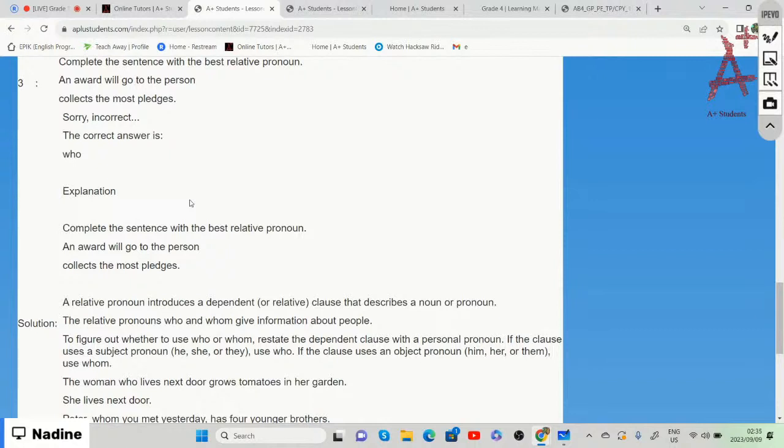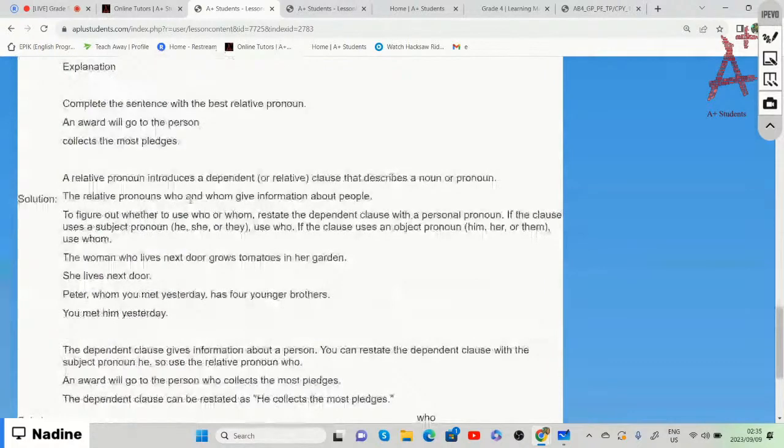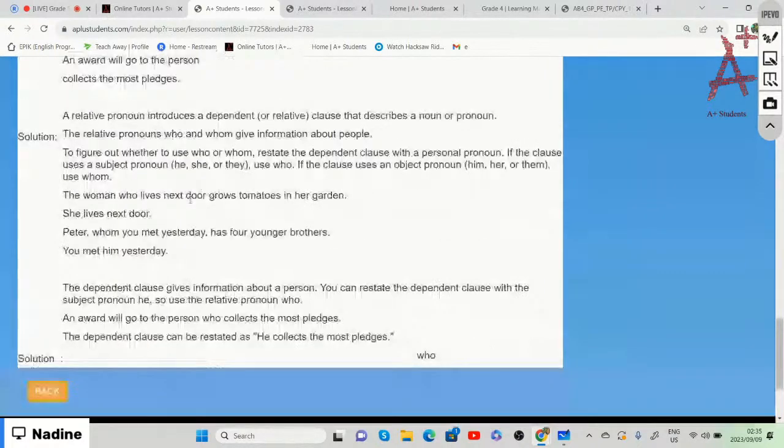So, an award will go to the person who collects the most pledges. And we specifically chose who because the dependent clause gives us information about the person. Remember, we said when it comes to who or whom, we get information about people, or about the person, right? And then you can even restate the dependent clause with the subject pronoun.